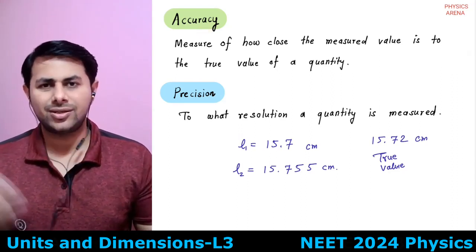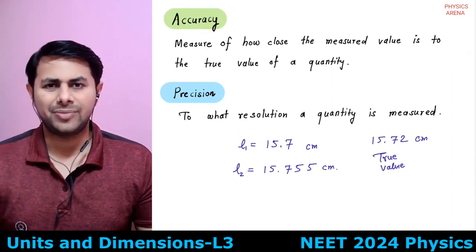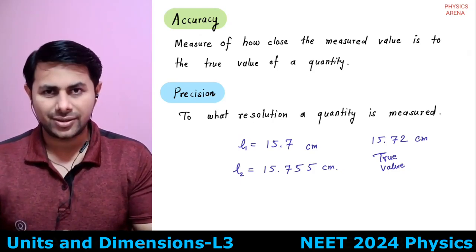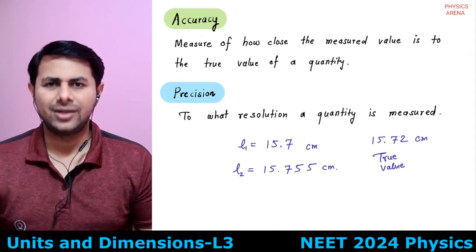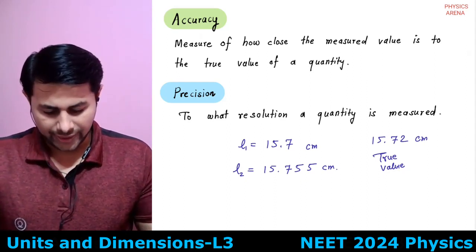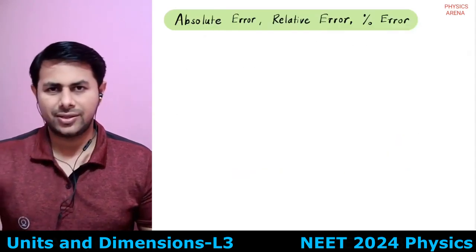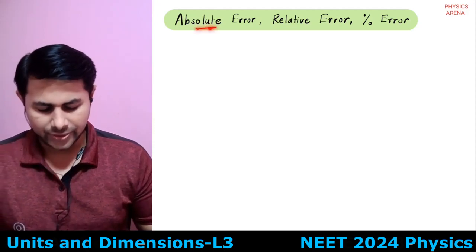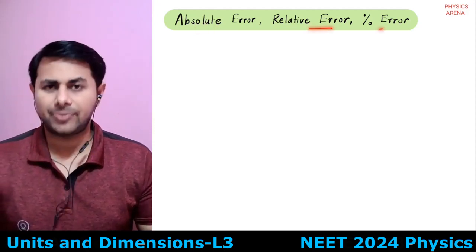It depends on the measurement technique. It depends upon the zero error in the instrument, right? So it depends upon many things. All right, how to measure the errors? Okay, the algebra of errors. So absolute error, the relative error, and the percentage error.